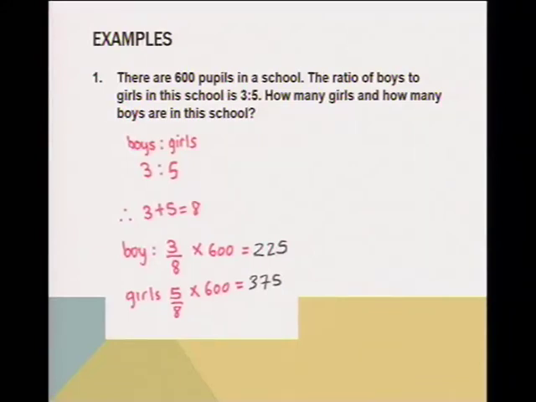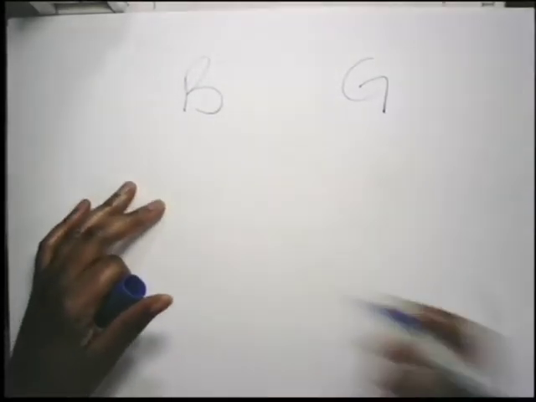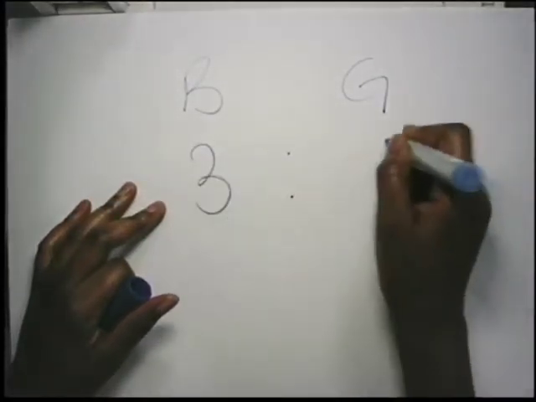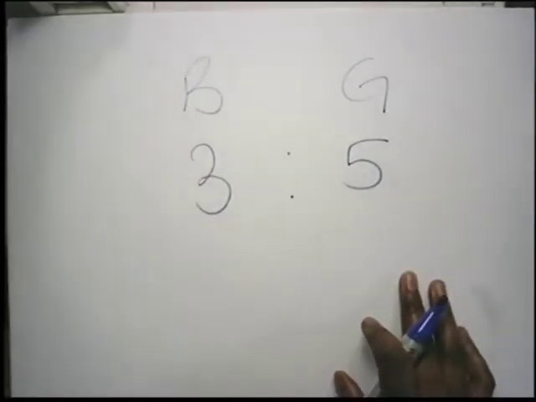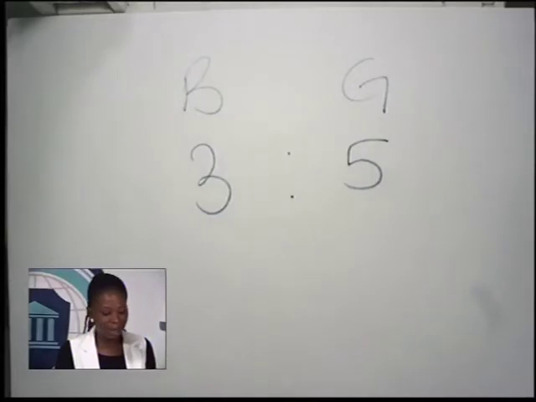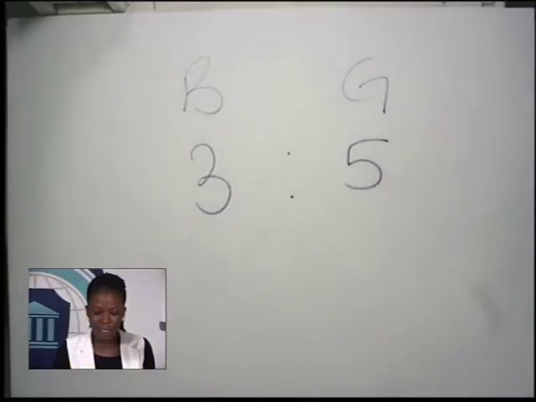Now what we need to do is, the ratio is given as 3 to 5. Okay? And that is the ratio of boys to girls. What that means is we have boys and we have girls, and their ratio is 3 to 5. It means out of the 8, 3 are boys. This is the portion of the boys compared to the girls.